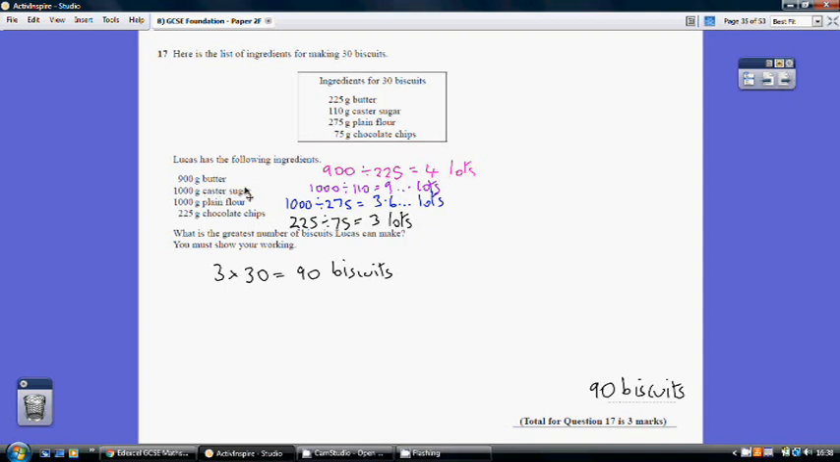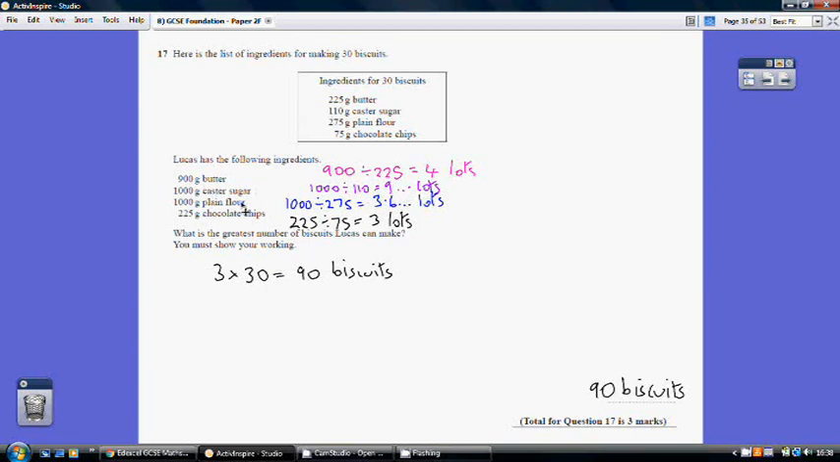Now moving on to the caster sugar, we've got 1000, but we need 110 to make 1 batch. So 1000 divided by 110 means we could make 9 lots, if we're just worried about the caster sugar.